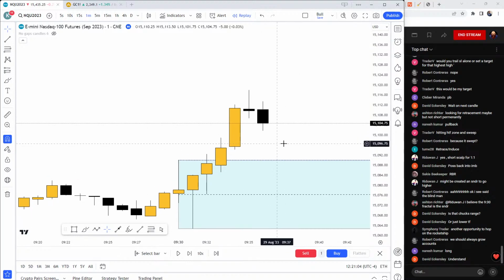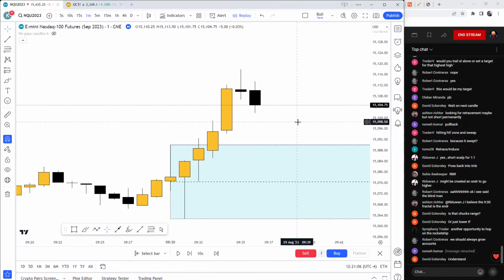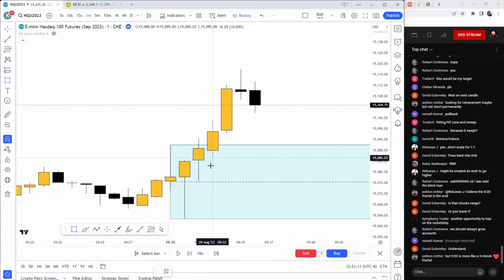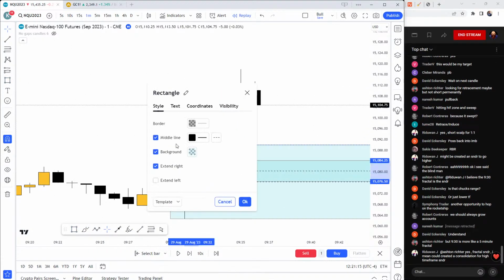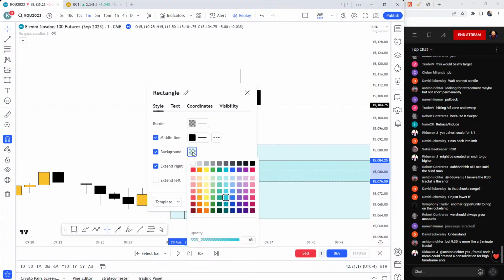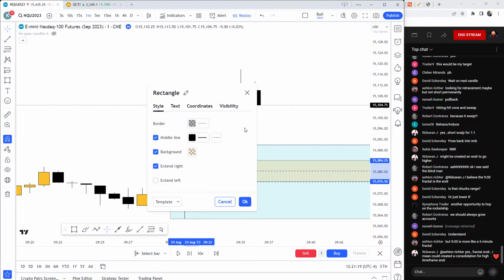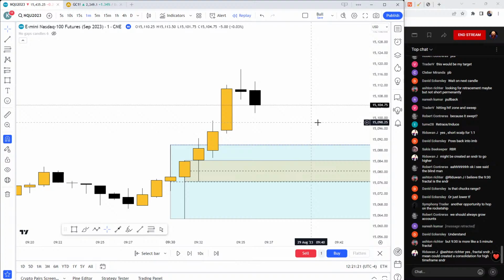So we've got, let's actually refine that down a little bit. We got this here. Mark that. We'll mark that a different color. What do you guys like? We like orange. Look at all the pretty colors.